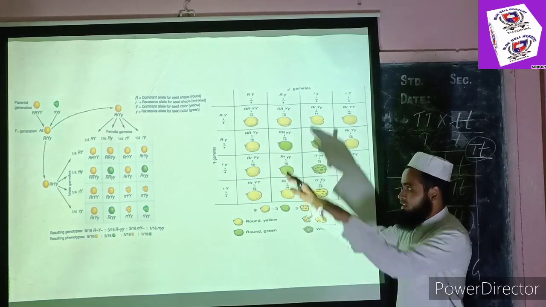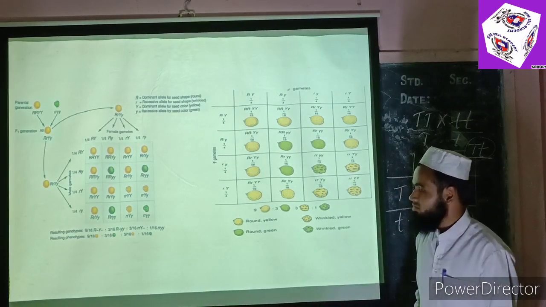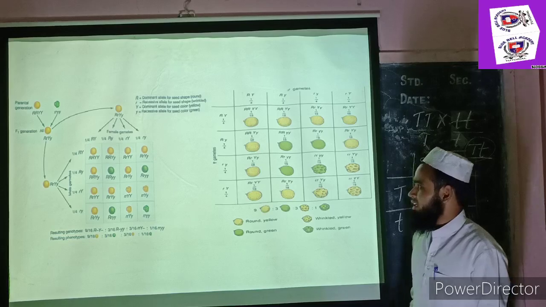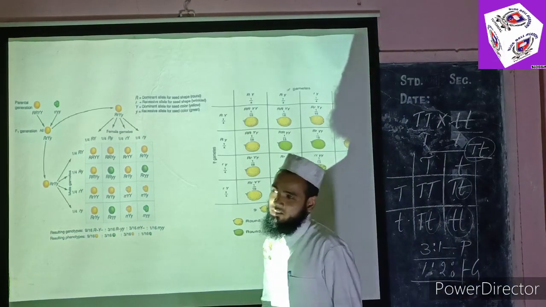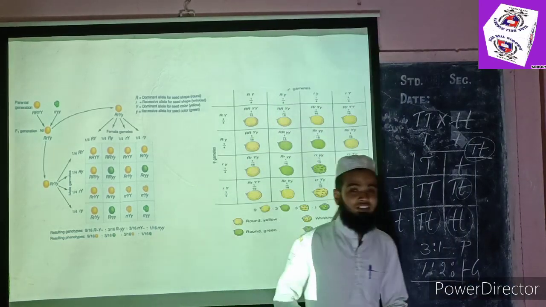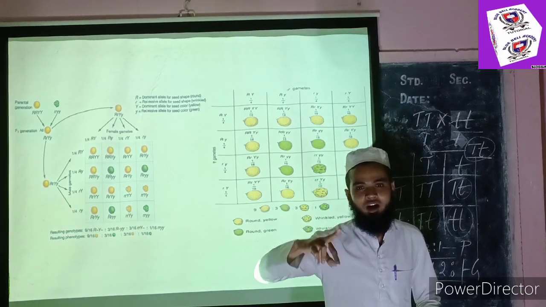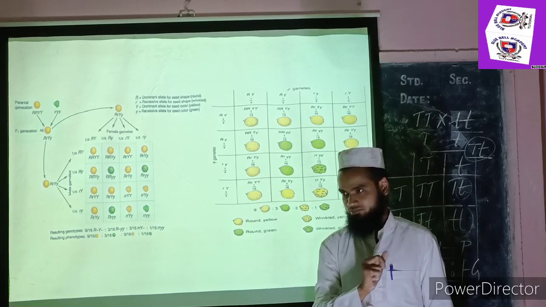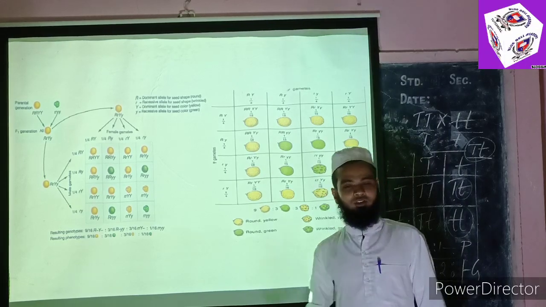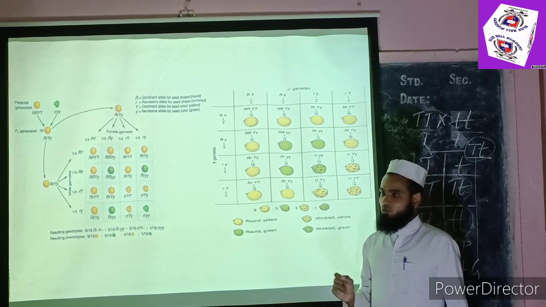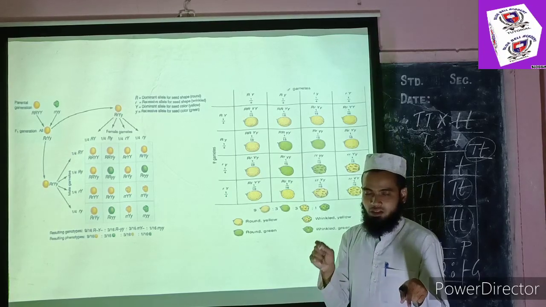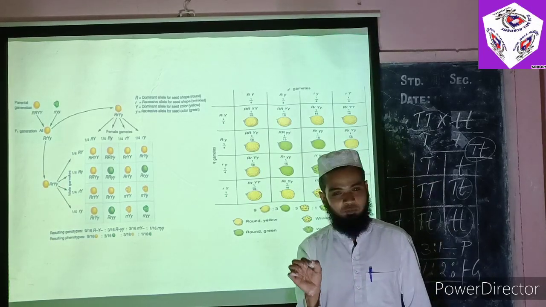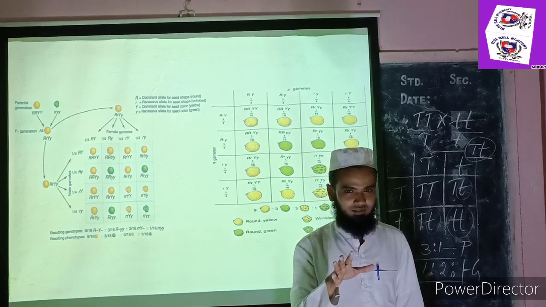Okay. This is one typical representation of the dihybrid cross. And by using the dihybrid cross, Mendel derived the second rule of inheritance, which is the law of independent assortment. Law of independent assortment means, I will derive that law: the pair of factors responsible for a particular character.